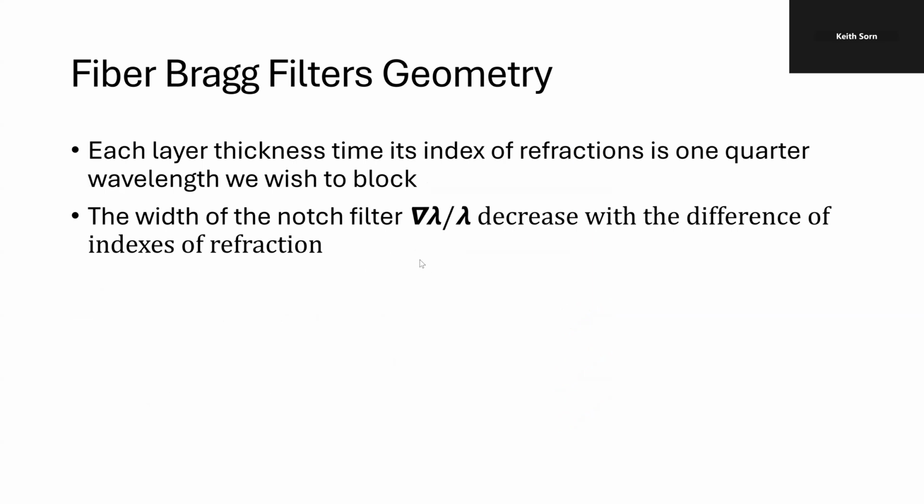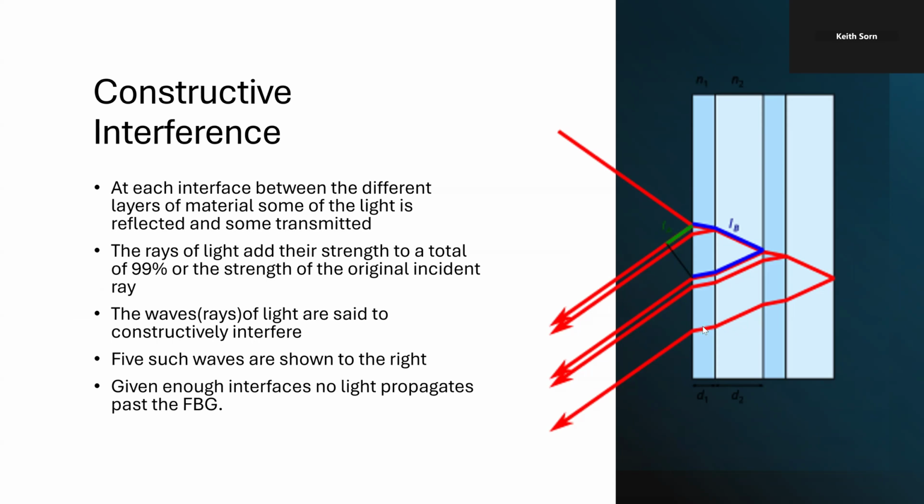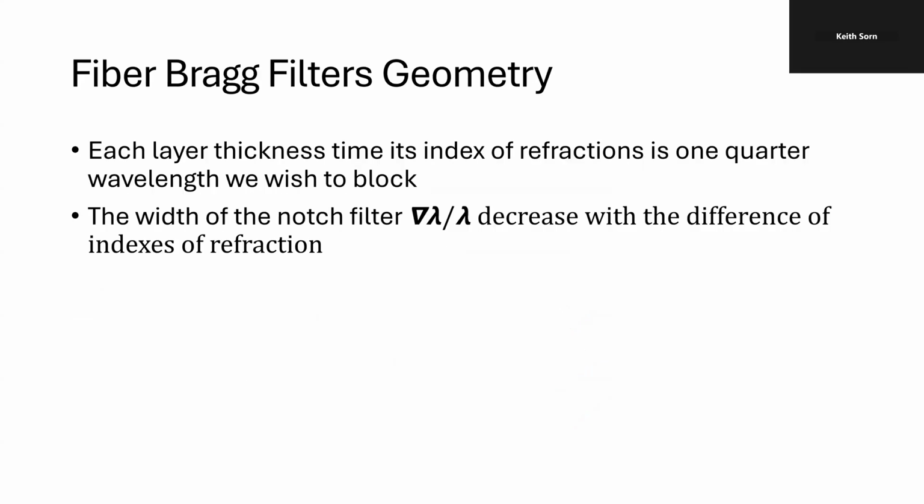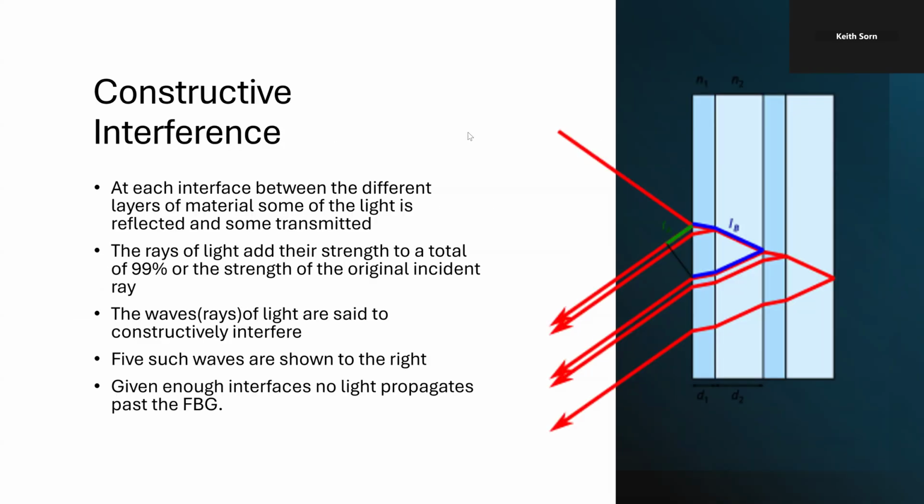Then if I want to tune the notch filter more precisely, the spread of the notch filter is a function of the indexes of refraction. The spread decreases with the difference of indexes of refraction. Said in English, if I want to make a very narrow filter, what I'll do is make the darker blue be a very high index of refraction, 2.5, 2.8, maybe as high as 3, whereas I would leave the regular core index at 1.5.